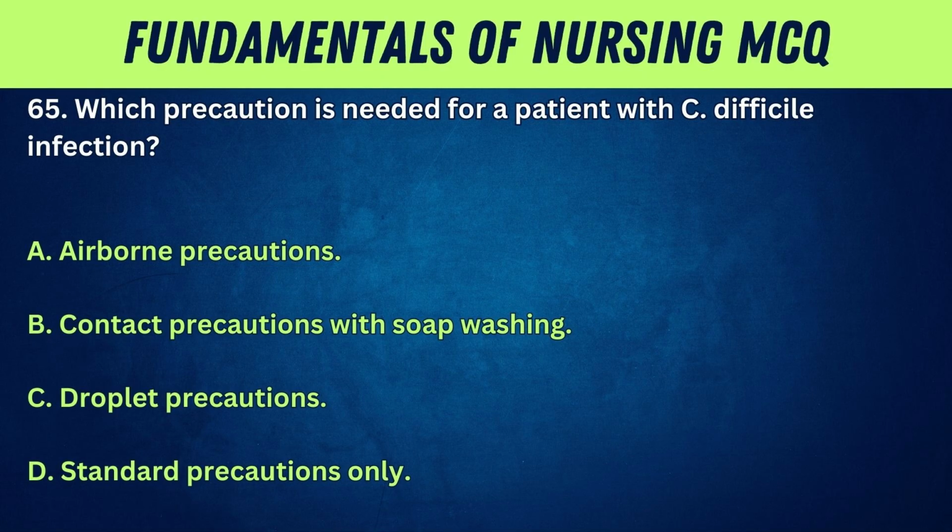65. Which precaution is needed for a patient with C. difficile infection? A. Airborne precautions. B. Contact precautions with soap washing. C. Droplet precautions. D. Standard precautions only.